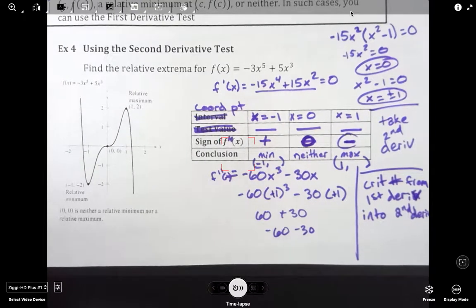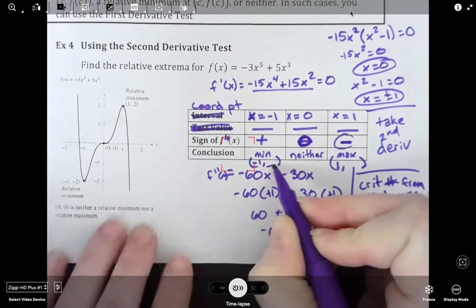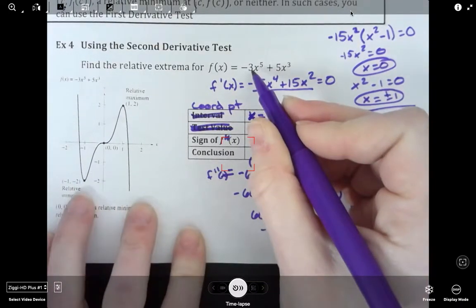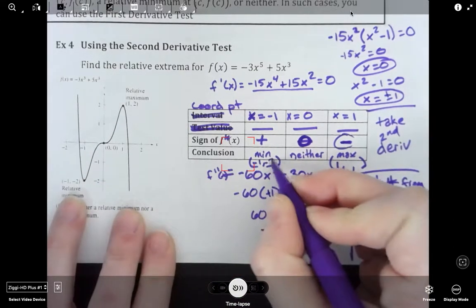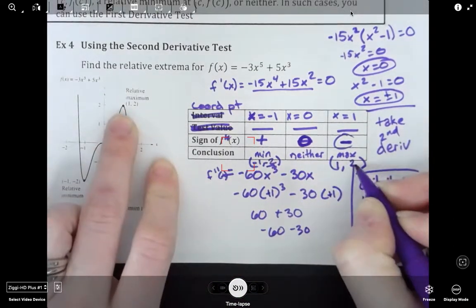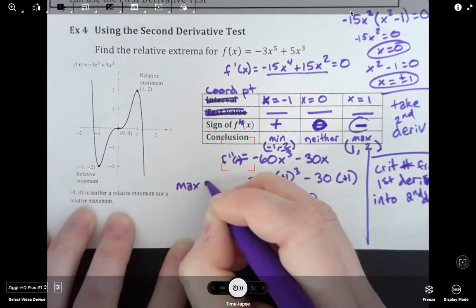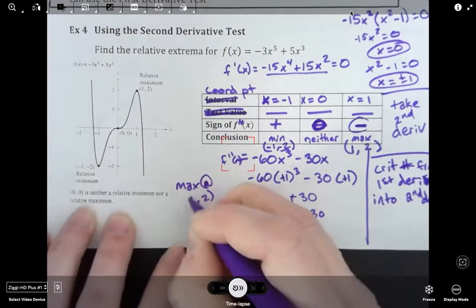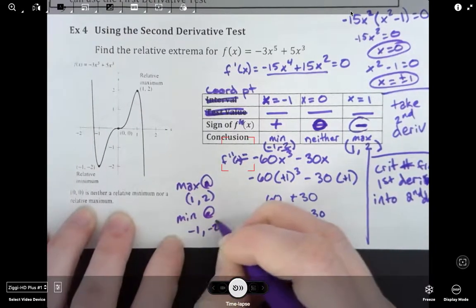Okay, so to figure out the maxes and mins, the y-coordinate, you're just going to plug that into the original equation. If you plug it into the original, I'm totally going to cheat. -1 is -2, +1 is at +2. So I have a max at 1 comma 2, and I have a min at -1, -2, okay?